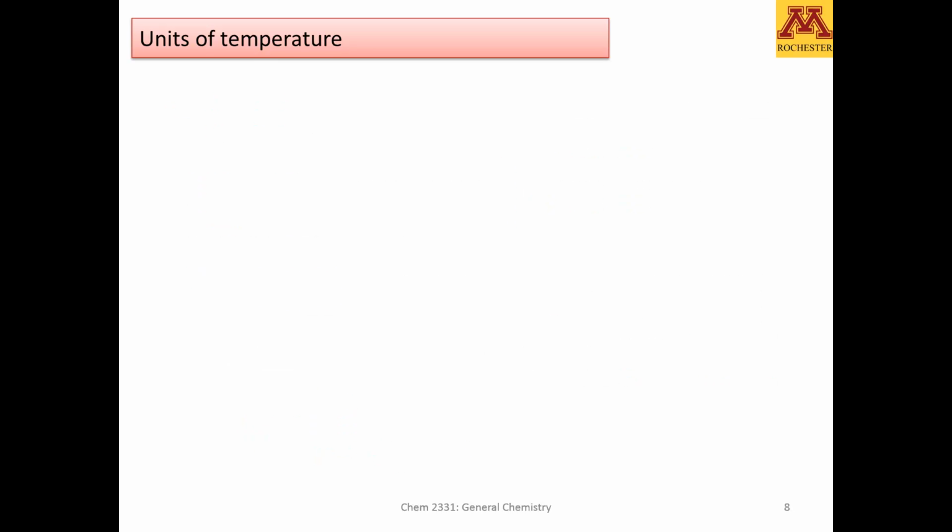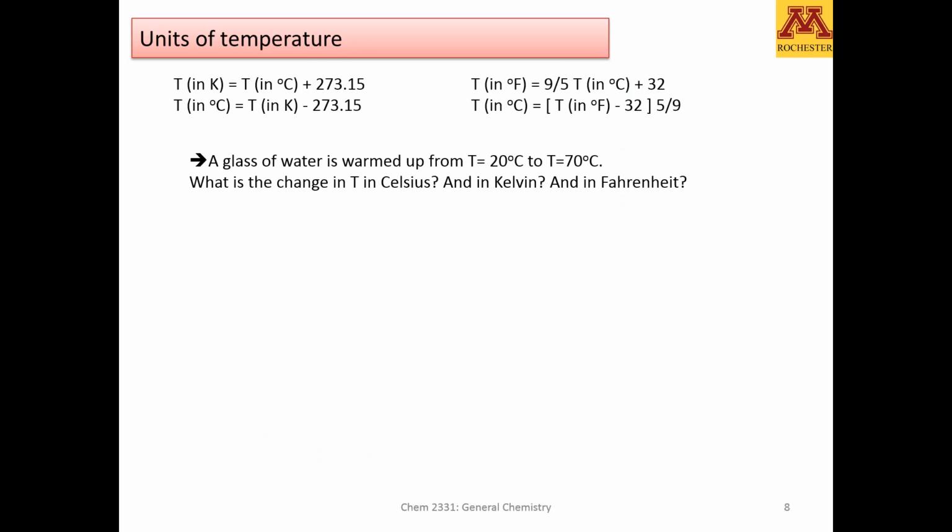Okay, so let's just work another example. So you have a glass of water, and it warms up from 20 to 70 Celsius. What is the change in Celsius and in Kelvin? Now, again, I don't know if this is going to help, but this is the scale in Celsius, and this is the scale in Kelvin. Okay, where zero Celsius is when water freezes, in Kelvin is 273.